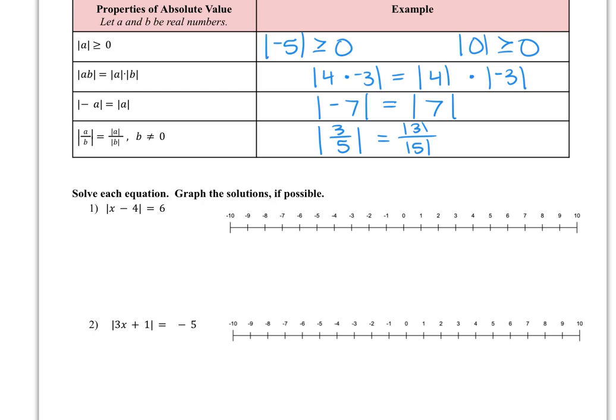So now that we've covered some properties of absolute value and reviewed that, let's move on. We're going to solve each equation, and we're going to graph the solutions, if possible. Remember we talked about how equations sometimes don't have solutions, sometimes they have one solution, sometimes infinitely many. If I have no solution, is there any way to graph it? No, I would just leave the graph blank if there is no solution.